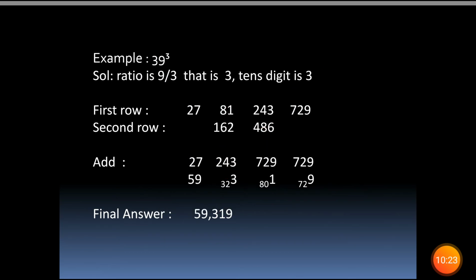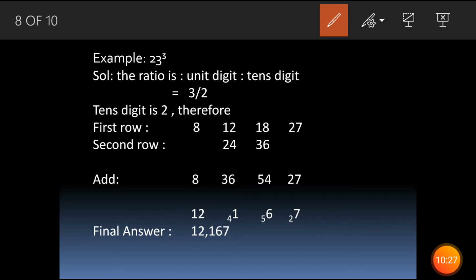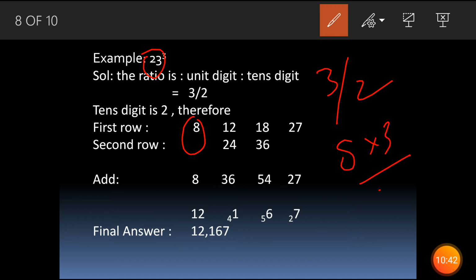Once you learn the method, it becomes easy for you to calculate. Now 23. In the 23 case, you can see the unit digit is 3 and the tens digit is 2. It means the ratio is 3 by 2. So our first digit, the tens digit, is 2. So cube of 2 is 8. Now the ratio is 3 by 2, so we are going to calculate it in this way.